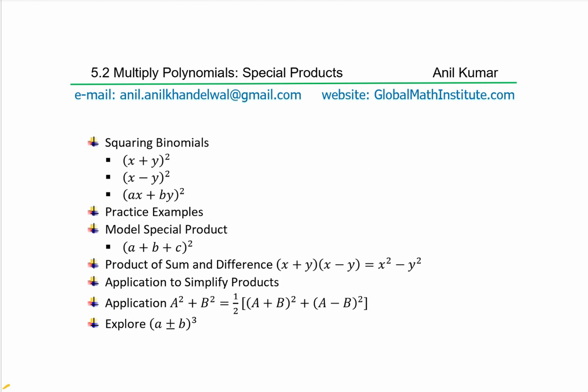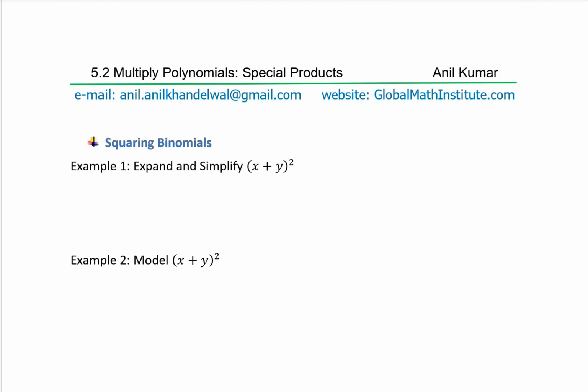So let's begin with the very first example, which is expand and simplify x plus y whole square. So x plus y whole square means we'll multiply x plus y by itself. So when I do so, what do I get? I'll apply the distributive properties. First multiply with x both the terms, x plus y, and then with y. And then we are going to add the like terms. Let's see, what do we get?